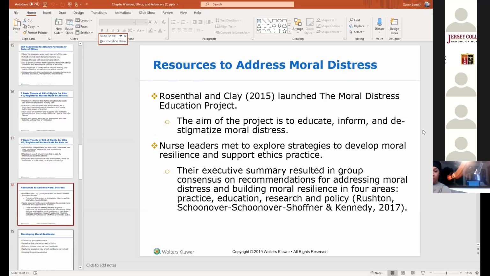So the Moral Distress Project, this project was created to educate, inform, and destigmatize moral distress. Nurse leaders are expected to explore strategies and help develop moral resilience and support ethics practice. This executive summary resulted in a consensus on recommendations for addressing moral distress and building moral resilience in 4 areas: practice, education, research, and policy.